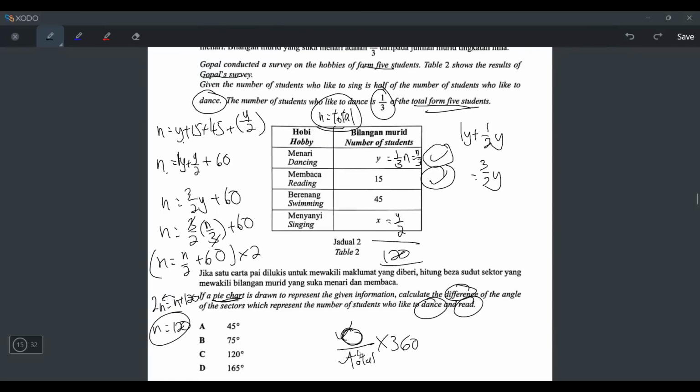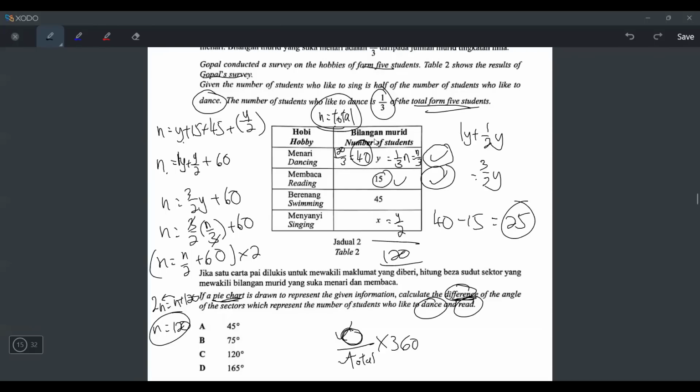So definitely later, when I find this, for the total I can put 120. But I still need something. I need the number of students dancing and reading. So do I know now the number of students dancing and reading? Reading I know already is 15, but dancing is what? Dancing is n divided by 3, right? And what is n divided by 3? N is 120, divided by 3 is 40. So now the number of dancing students is 40, reading is 15, but I want to find the difference. So 40 minus 15 is 25.